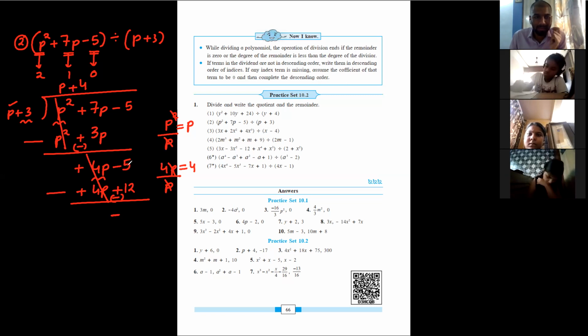Then what we see is the sign of 5 is minus. The sign of 12 is also minus. So both the signs are same. So you will add both of them. So you'll get the remainder as what? -17.